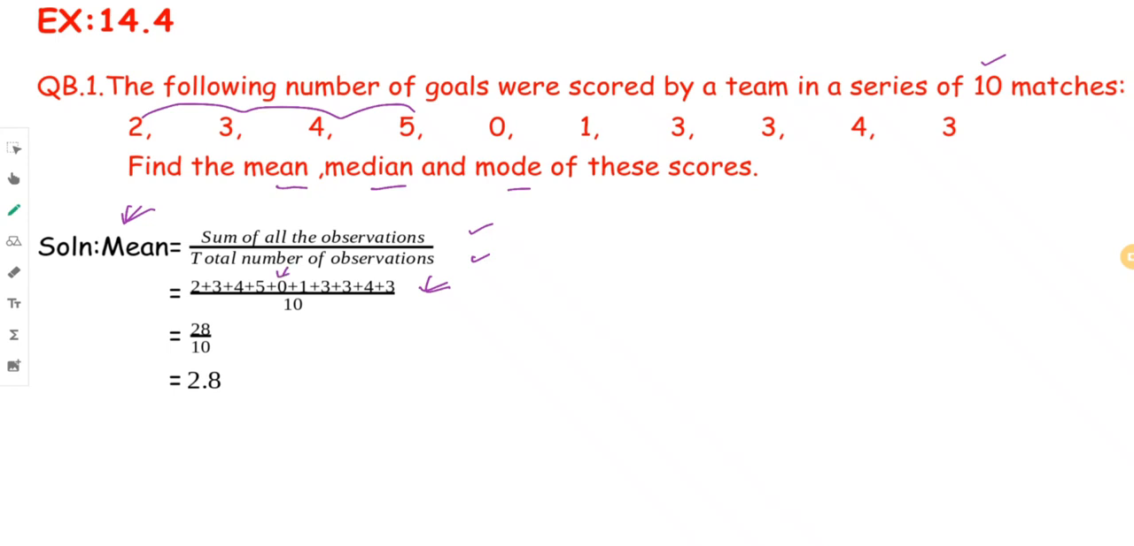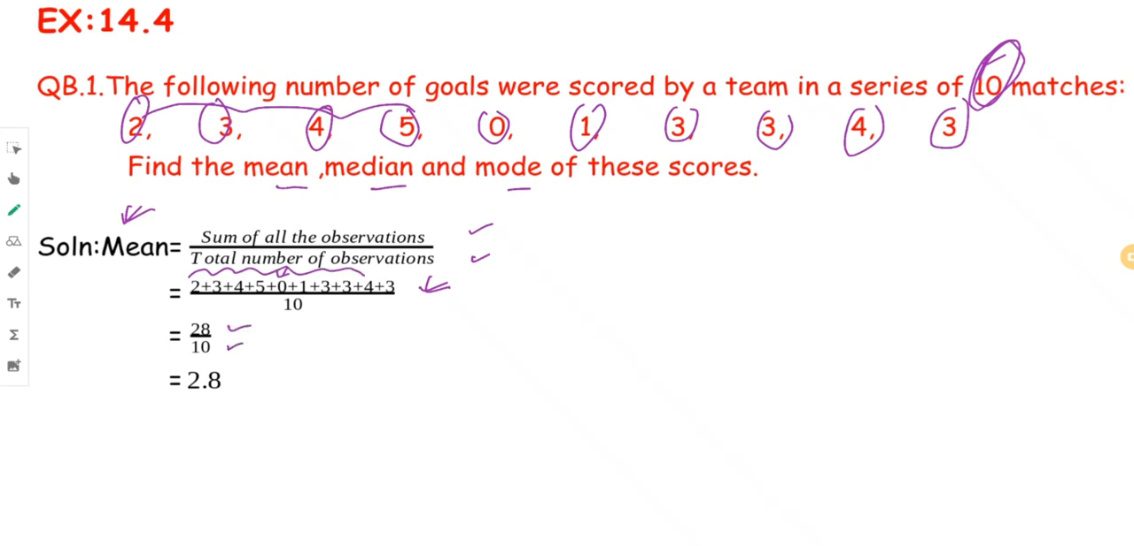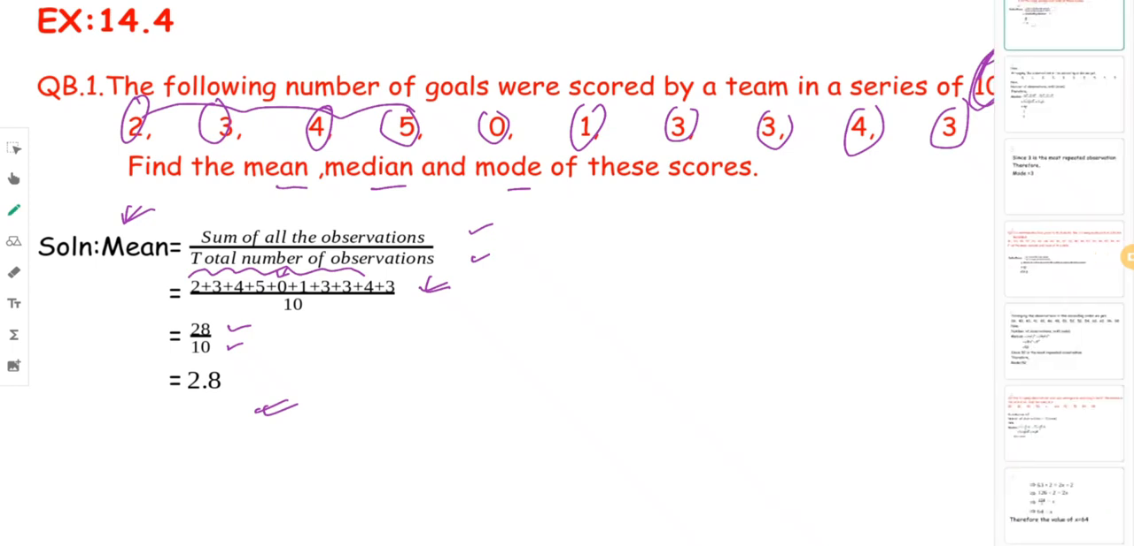Now total number of observations, how many? 10, right? 1 2 3 4 5 6 7 8 9 and 10. Of course the question is already given to us. All right, so if you add all the observations, you'll get 28 divided by 10, which in turn will give us a mean of 2.8. So 2.8 goals, right? The average goal score.